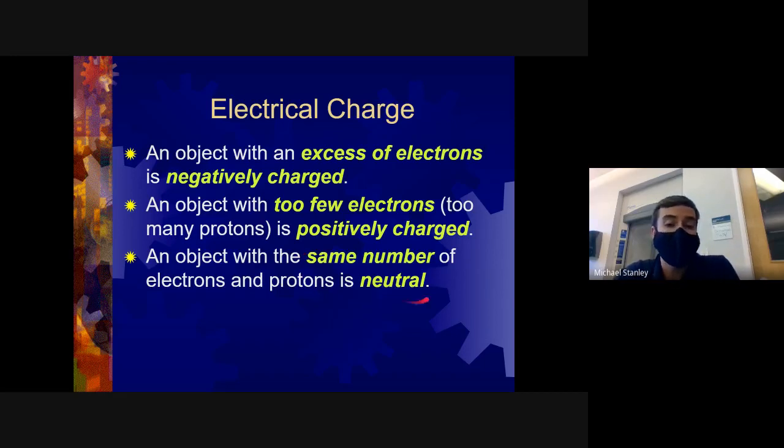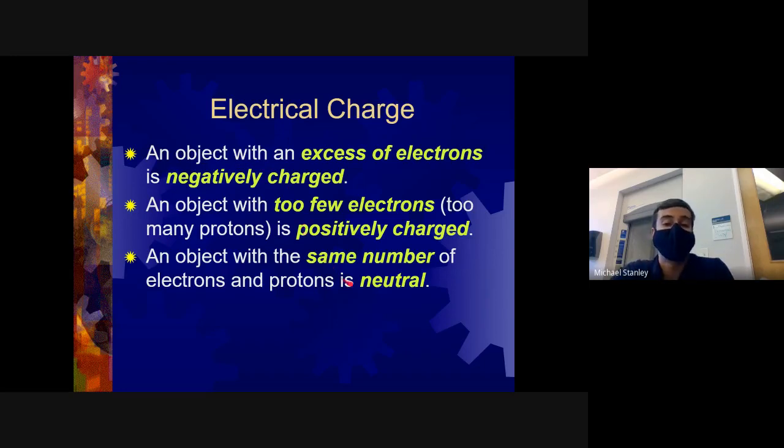So most atoms start off as being neutral atoms. They have a balanced number of electrons and protons. If an atom gains a whole bunch of extra electrons, then we have a lot of minus charges and only a few positive charges. So we end up with a negative charge on our atom.